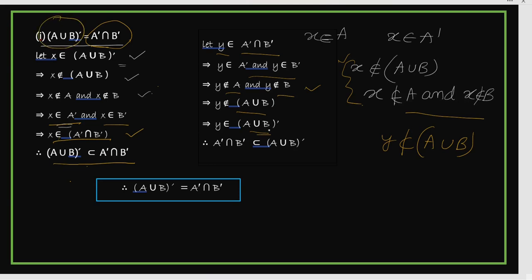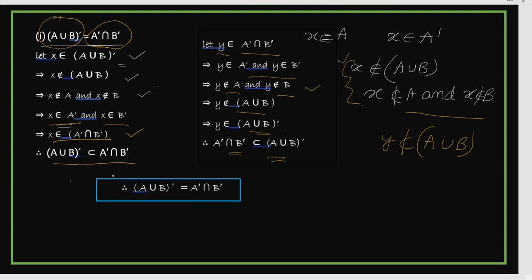So we have started with the second set. Y belongs to A complement intersection B complement. And finally, we proved that Y also belongs to A union B complement. This is algebraically proving that. So the second set, A complement intersection B complement, is a subset of A union B complement. The second set is a subset of the first set.